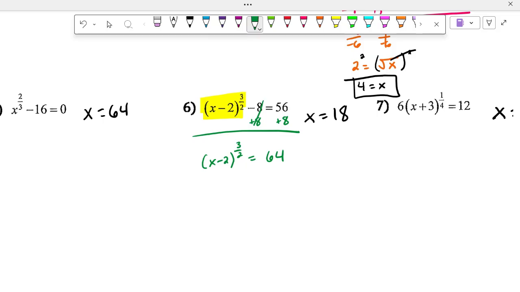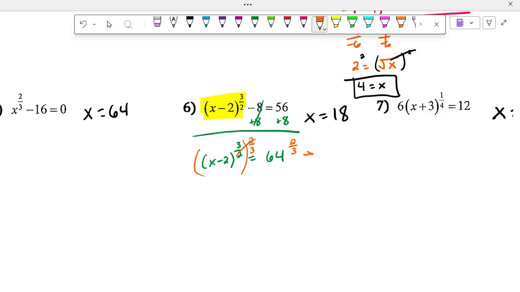Now, what did I say you need to do to undo a fractional exponent? You raise it to what power? It's the reciprocal. So the next thing we're going to do is raise both sides to the what power? 2/3. That's the reciprocal of 3 over 2. That goes away.